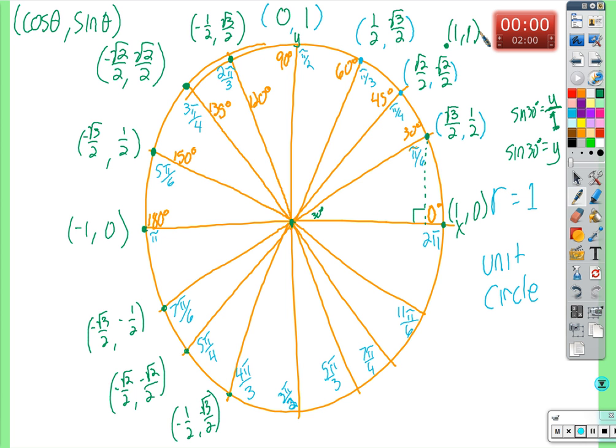Where's this point? And this one should be 1/2. 2/2, and that. -√2/2, √3/2, is -1. Here's our unit circle.